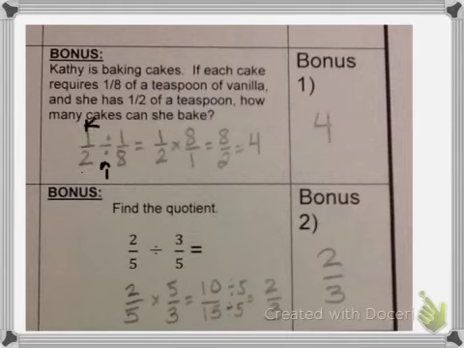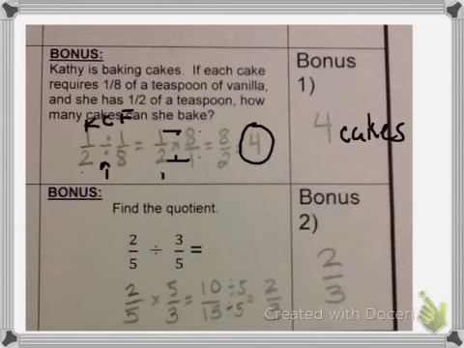We're going to keep, change, flip. Keep the first fraction as is, change the division to multiplication, and flip the second fraction over so the denominator is now in the numerator and the numerator is now in the denominator. And then we're going to multiply straight across. 1 times 8 is 8, 2 times 1 is 2, and then to simplify it, 8 over 2 reduces to 4. So she can make 4 cakes.